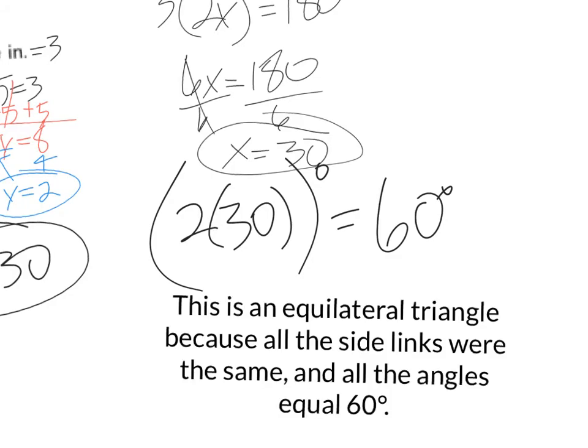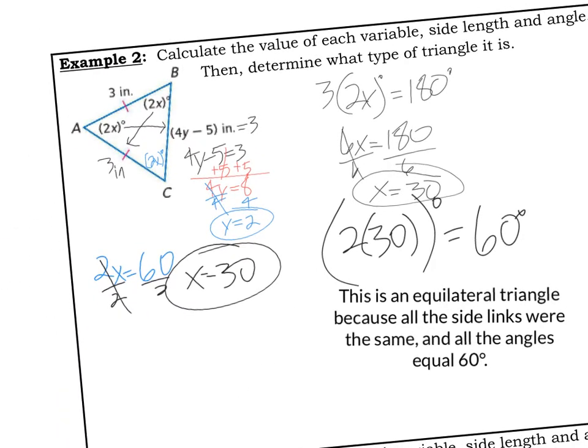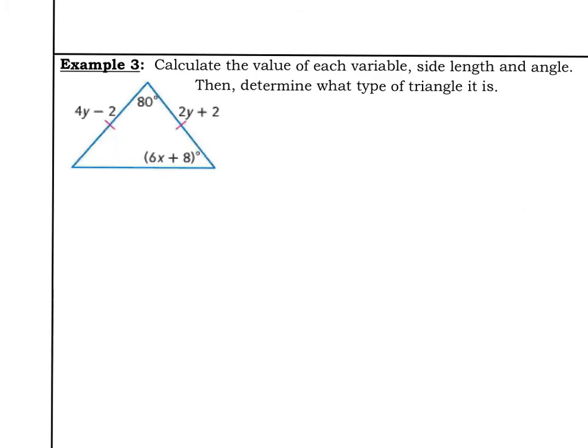So then if I was trying to determine what kind of triangle this was, is it equilateral or isosceles? If it's neither of those, then it'd be scalene because scalene has all different sides. But this one's definitely an equilateral triangle because all the sides were the same and all the angles measured 60 degrees. So here I have a similar example.